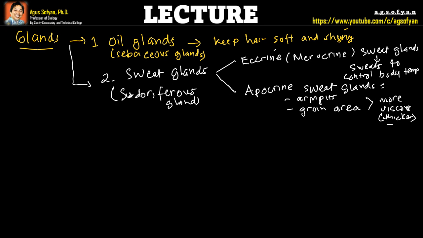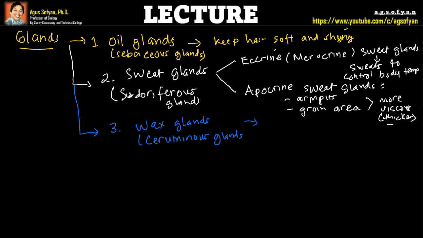The next gland will be the wax gland, or Ceruminous gland. And this gland is only located in the ear canals. Okay? It will produce the wax or cerumen that protects the ear from getting maybe some dust or pathogens, bacteria. Okay, so this is the ceruminous or wax gland.